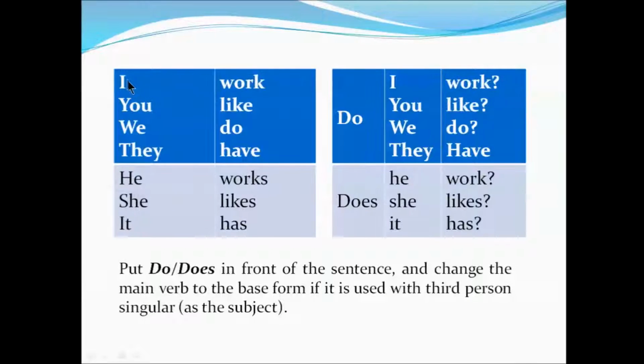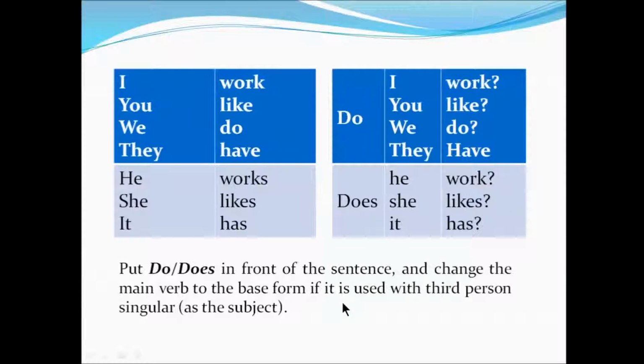When you make the question, for I, you, we, they, you use the auxiliary verb do. So do I, do you, do we, do they work? Do I work? Do I like? Do I have? Or do you? Do you work? Do you like? Do you have? That's it. But for the third person singular, he, she, it, you use the auxiliary verb does in order to make a question in the present simple. For example, does he work, does she work, or does it work?